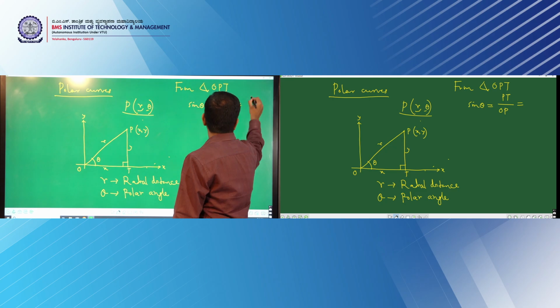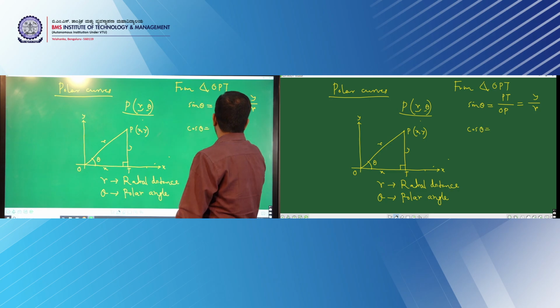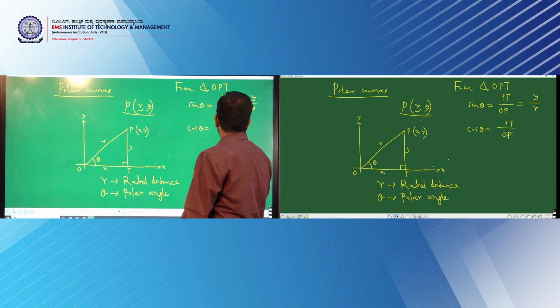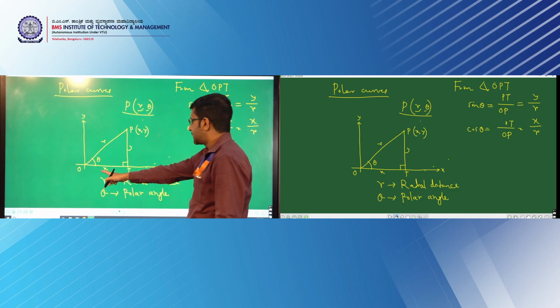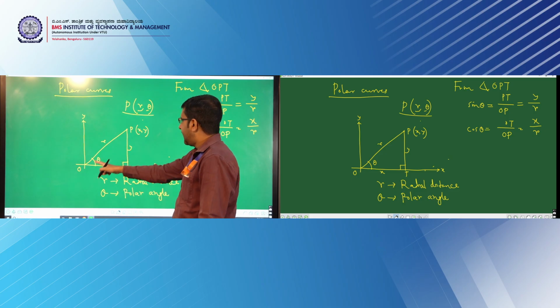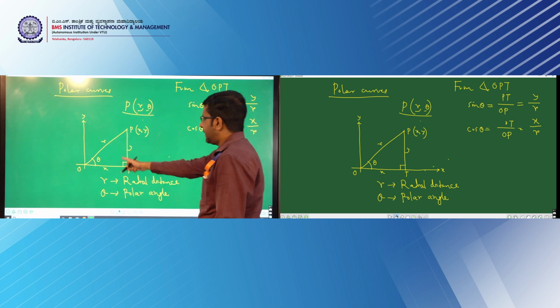PT by OP means we can write Y by R. And cos theta, what can I write? Cos theta we can write as OT by OP, that means X by R. All the notations I have mentioned here: this OT line distance is X, PT line distance is Y, and OP line is R. So cos theta is OT by OP, base by hypotenuse.